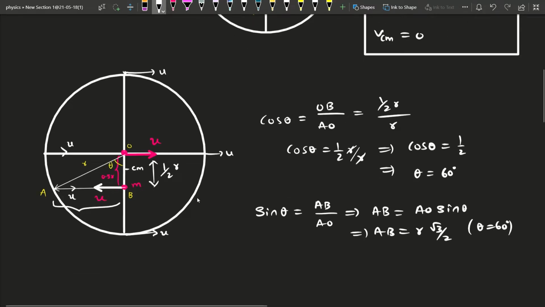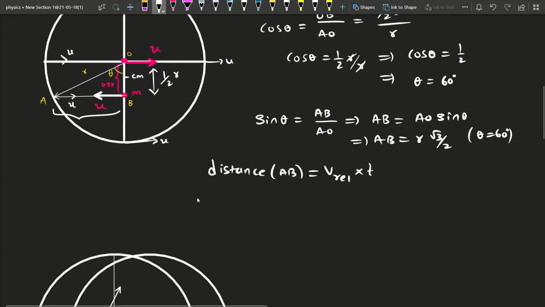So we can now use the formula, that is distance AB is equal to V relative into time. So here the idea is to find out the time after which the point A on the ring and the mass which is at the point B will collide. So we are going to find out that time. So the time can be directly calculated here.